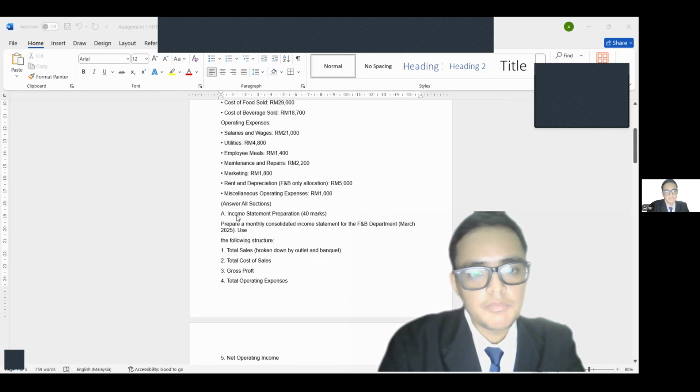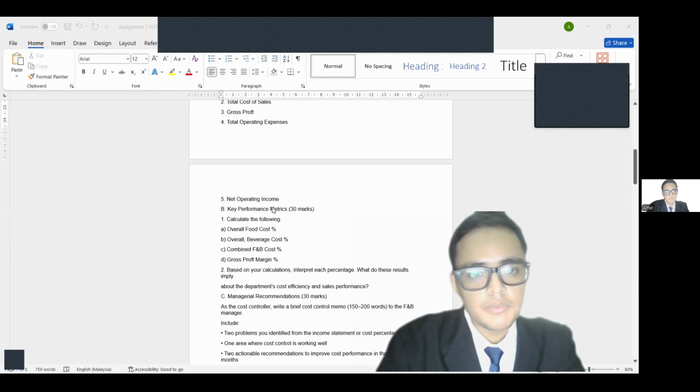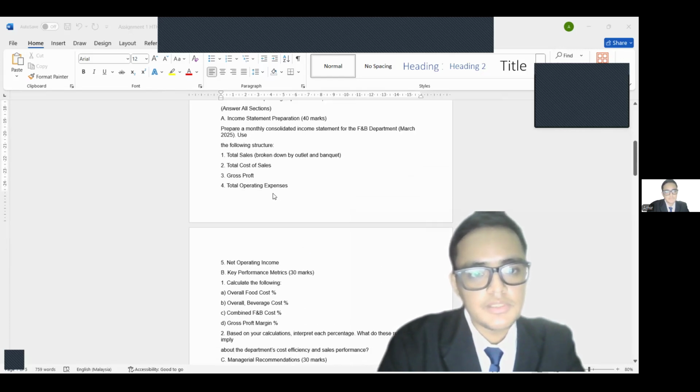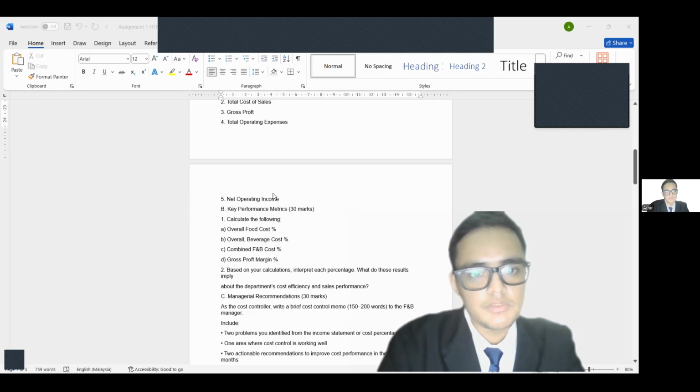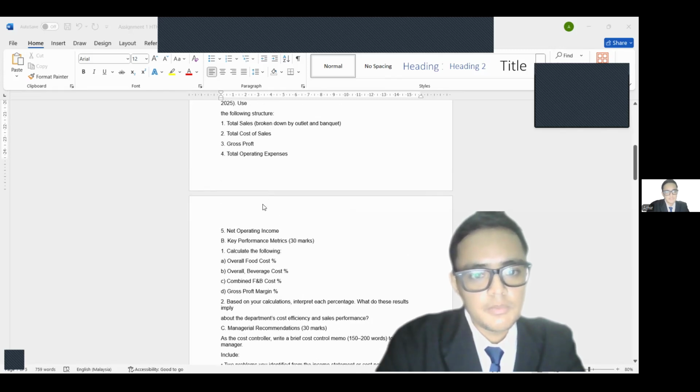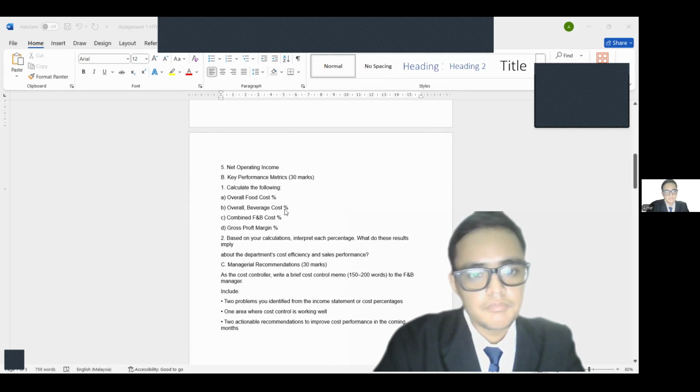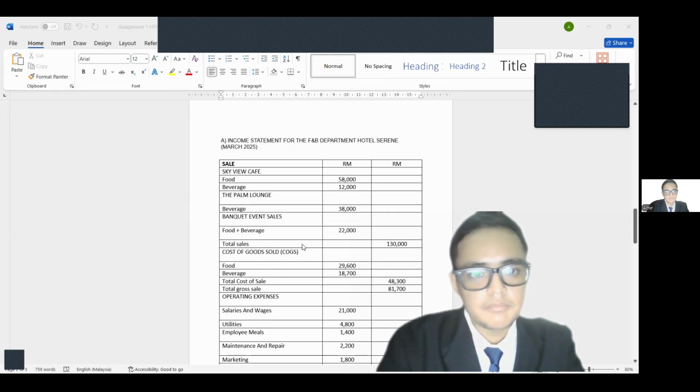So we have to prepare the income statement for the F&B department for March 2025. We will be using the following structure of total sales, total cost of sale, gross profit, total operating expense, net operating income, and we also have to calculate key performance metrics. We have to calculate the percentage of the overall food cost and overall beverage cost, combined F&B cost, and gross profit margin percent. So let's get right into it.